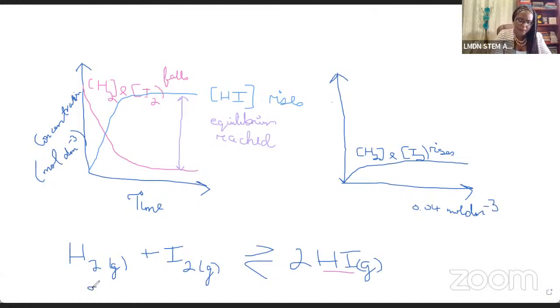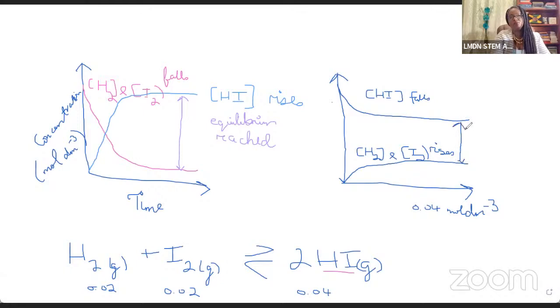So if this was 0.02 mole per dm cube, these are concentrations I'm writing below it, it's a 1 to 2 ratio, so of course it would be 0.04 that we're forming. If we're starting with the 0.04, then the amount of H2 and I2 would rise like that, and the HI would fall like that, and in this case the lines don't cross. And the concentration of the HI then falls. And of course, this region is our equilibrium region.